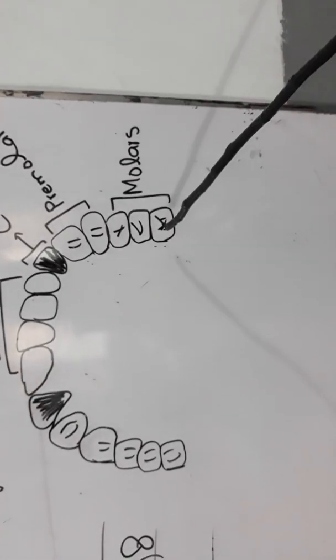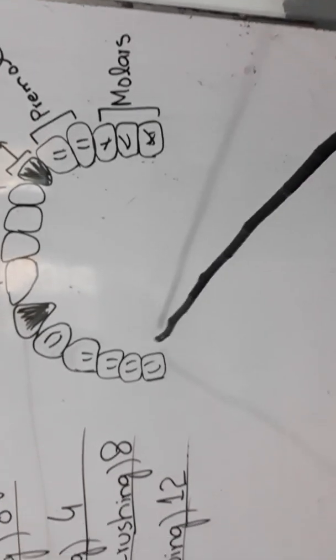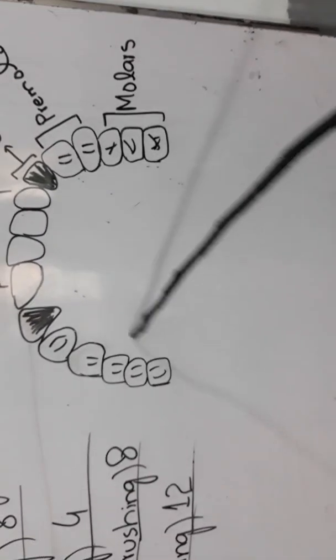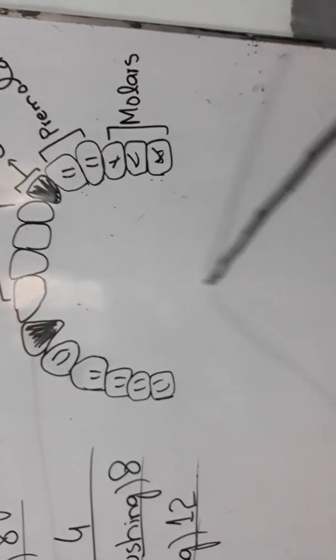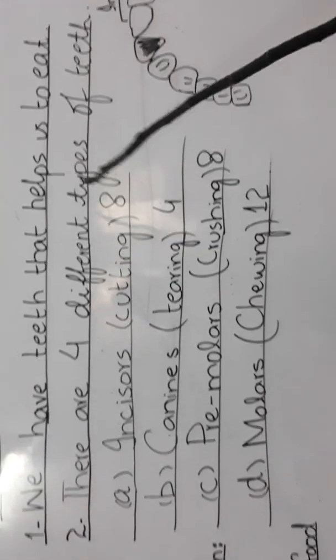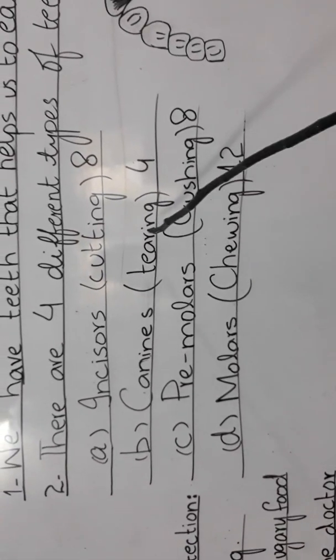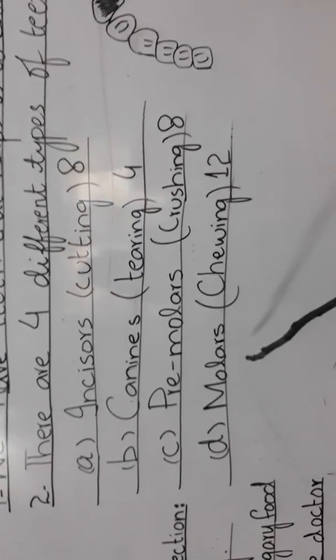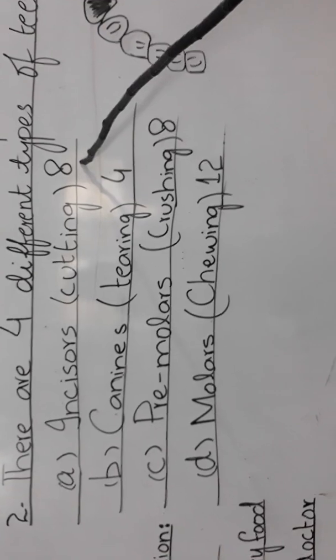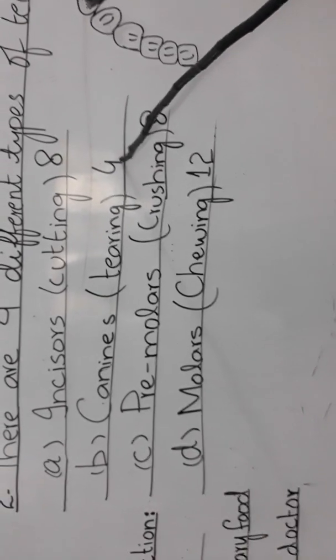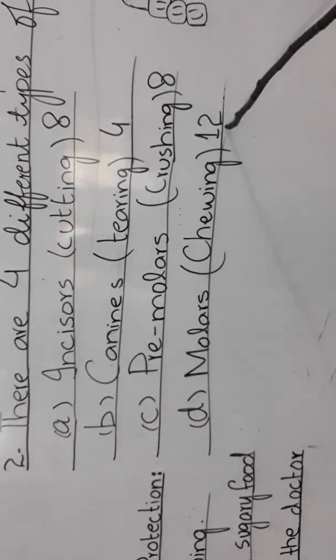The last one is the molars. 6 plus 6, 12 molars. Their function is to chew food into smaller pieces. There are 4 different types of teeth: incisors for cutting, canines for tearing, premolars for crushing, and molars for chewing. How many incisors? 8. Canines 4, premolars 8, and molars 12.